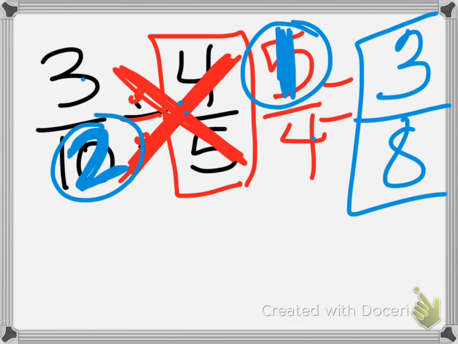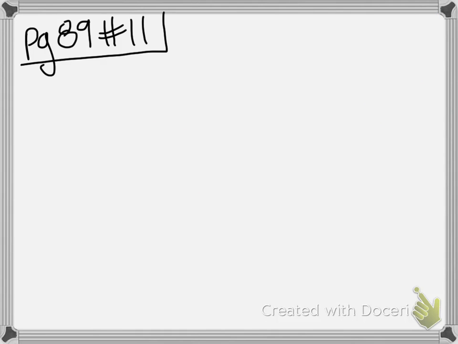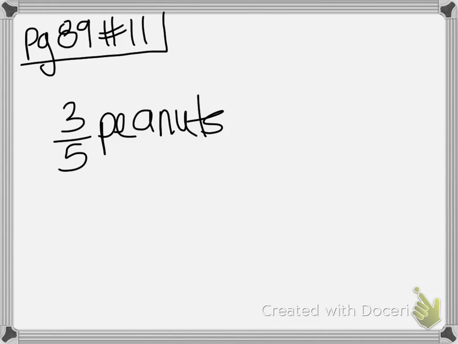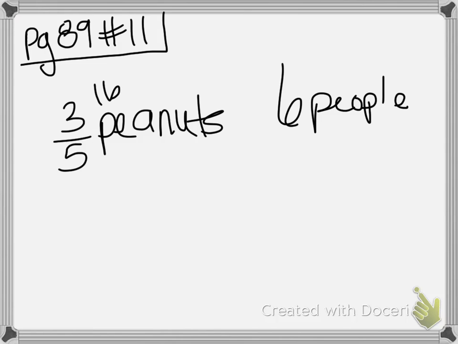That's the easiest method. Let's look at why we actually divide when we divide fractions, why we're actually multiplying. I'm going to take number 11 on page 89. 6 people share 3/5 pounds of peanuts. Okay, the word share tells me I'm going to divide. I'm going to write share, and that tells me to divide.